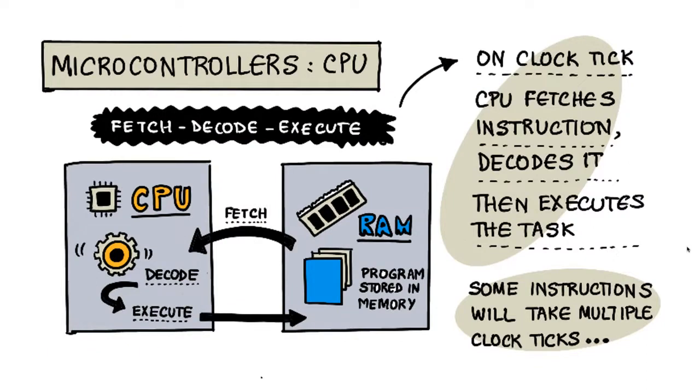Now, the way these CPUs work is they have a cycle called fetch, decode, execute. Every clock tick, the CPU will fetch an instruction from memory, decode it, and execute it. Some executions take multiple ticks depending on what they are. For example, the instruction might be add two numbers. So it'll use an ALU, an arithmetic logic unit, to add two numbers together. I always get my tongue twisted on that one. So it's fetch, decode, execute. Every tick, it'll do that cycle, and some things take multiple cycles to do.